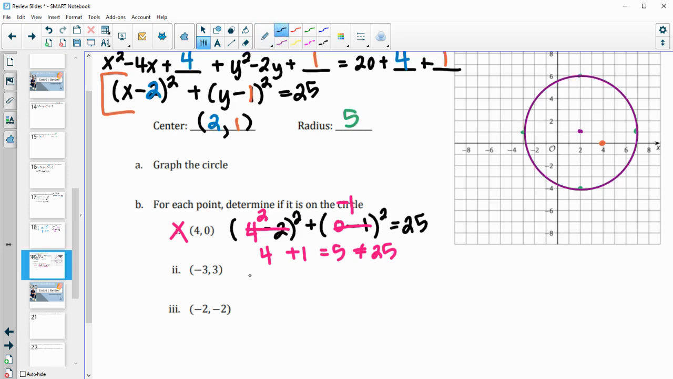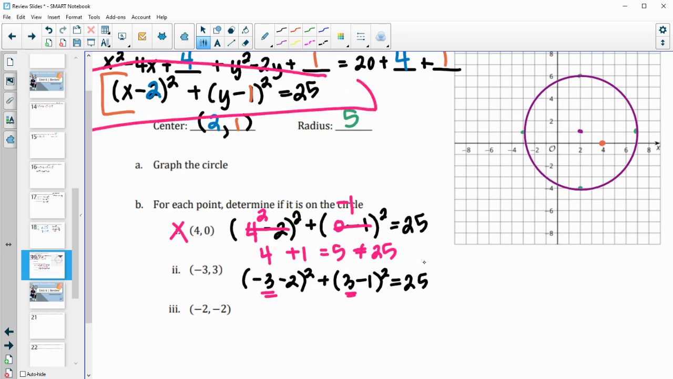And then we'll just keep doing that with these other ones. So we'll be doing -3 minus 2 squared plus 3 minus 1 squared and see if that equals 25. So I just plugged these points, -3, 3 into our equation. And so -3 minus 2 is -5. And then we're going to square that. And 3 minus 1 is 2 squared. So -5 squared is 25. And 2 squared is 4. That's 29. So this one is not on our circle.